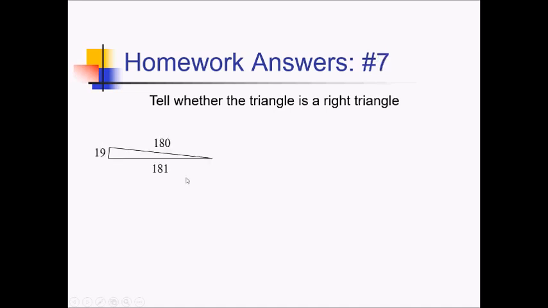For this problem, we want to know if this narrow little triangle here is a right triangle, and the only way to know that for sure is to plug these sides into the Pythagorean theorem, a squared plus b squared equals c squared, and to see if it comes out the same on both sides. So for a and b, we always pick the shorter two sides because c is reserved for the hypotenuse, the longest side of the triangle. So we can write 19 squared plus 180 squared equals maybe 181 squared. Well, I guess we'll find out. Let's use the calculator for this.